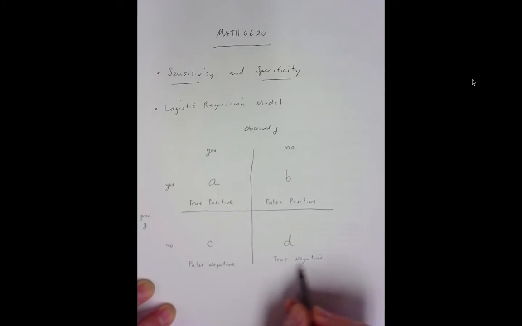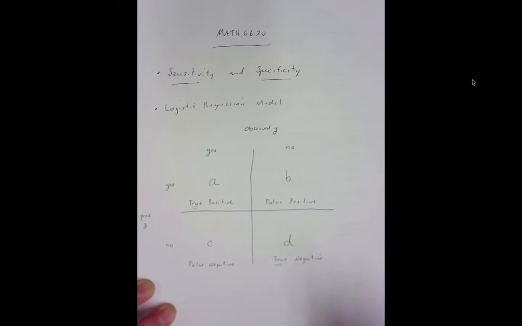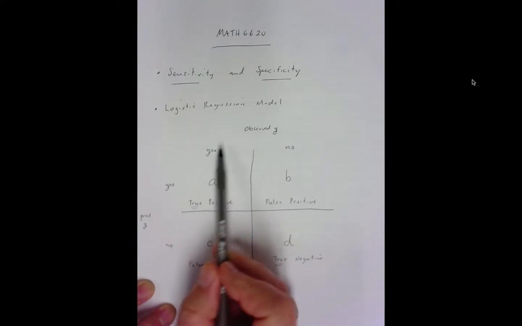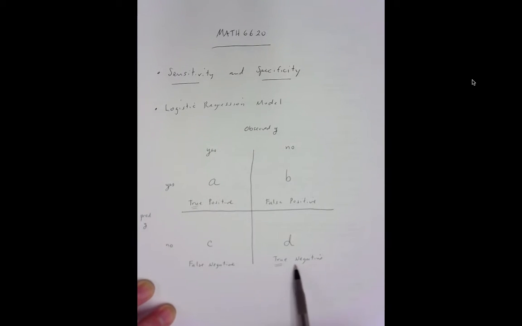Now, why would that be a true negative? Well, anything that is given as true means that we've made an accurate classification. In other words, this was a positive, a yes observed, and we predicted it to be yes. This is an observed no, and we predicted it to be no. So the same obvious argument applies here.